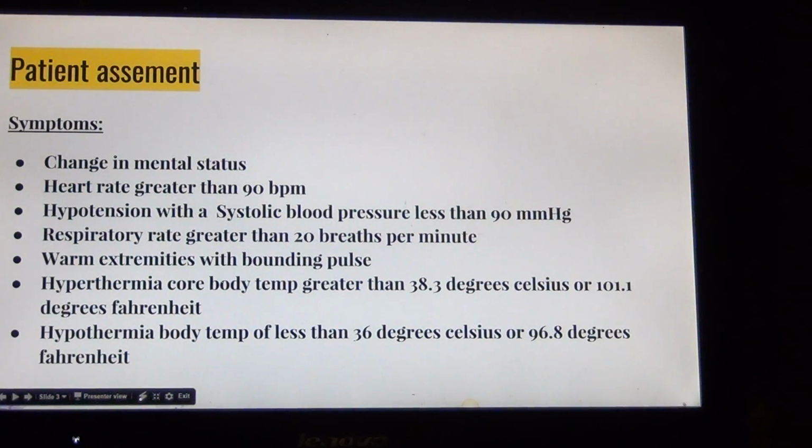Patient assessment. Symptoms: change in mental status, heart rate greater than 90 beats per minute, hypotension with systolic blood pressure less than 90 millimeters of mercury, respiratory rate greater than 20 breaths per minute, warm extremities with bounding pulse, hyperthermia, core body temperature greater than 38.3 degrees Celsius or 101.1 degrees Fahrenheit, hypothermia, body temperature less than 36 degrees Celsius or less than 96.8 degrees Fahrenheit.